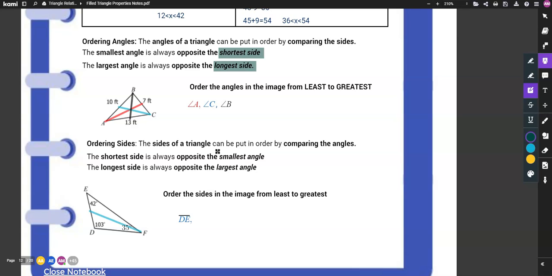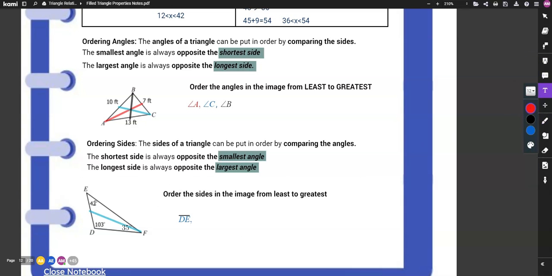And then the converse is true as well. The shortest side is opposite the smallest angle, and the longest side is opposite the largest angle. So we have here across from angle F, which is 35 degrees. Again, that is 103 plus 42 is 145. 180 minus 145 is 35. Across from angle F is side DE.